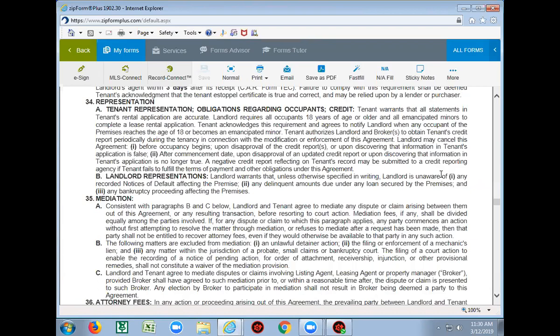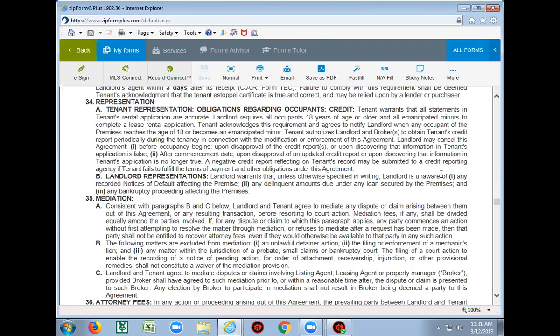Landlord may cancel this agreement before occupancy begins upon disapproval of a credit report, because sometimes you may have a fake credit report, and the landlord requests that the listing agent run the credit report. Sometimes they don't believe the tenant. So if you run it and the credit report is different from what the tenant provided, that's the alert. They may fake the credit report.